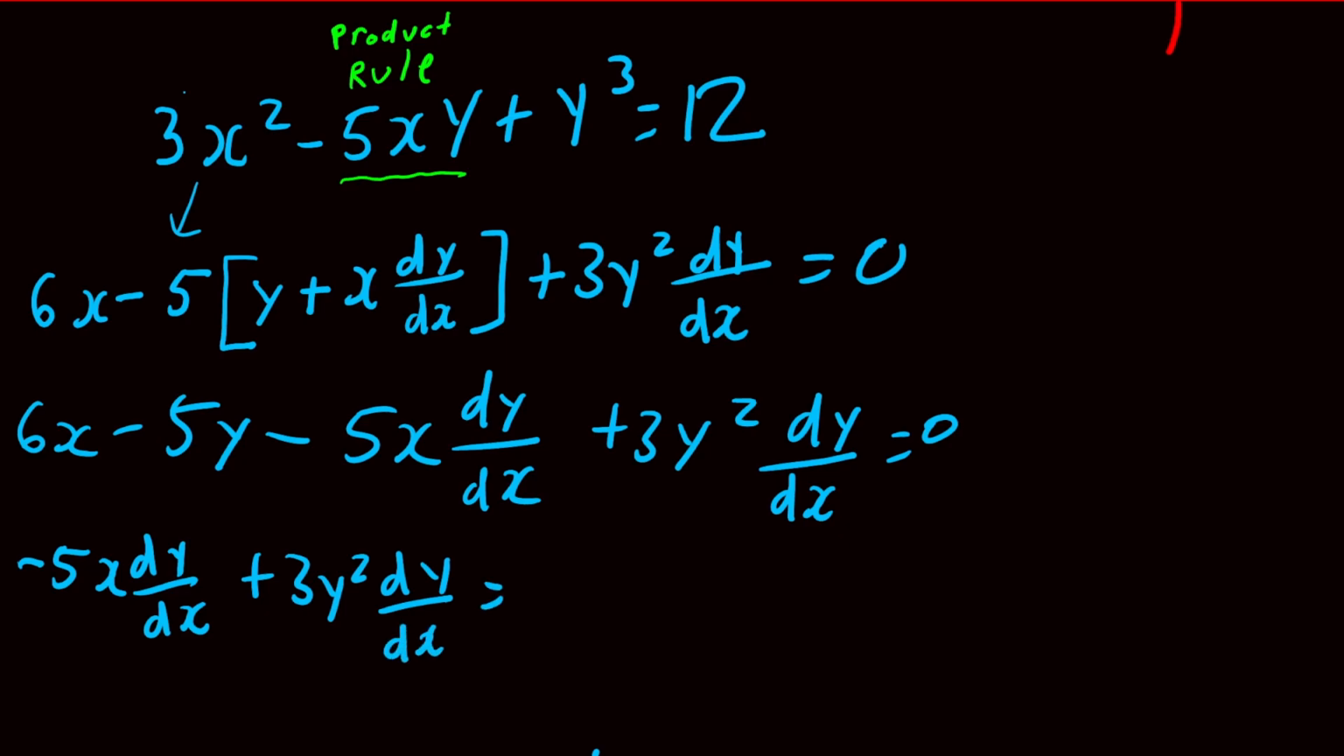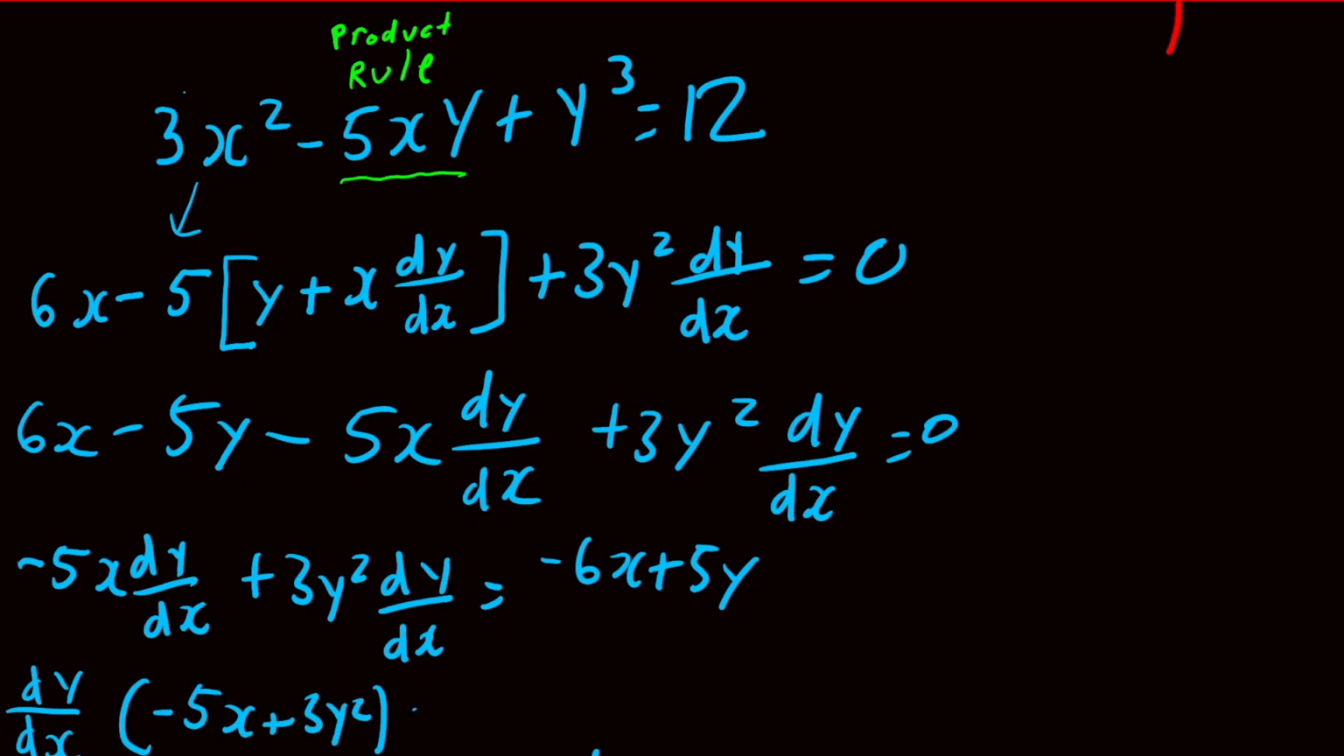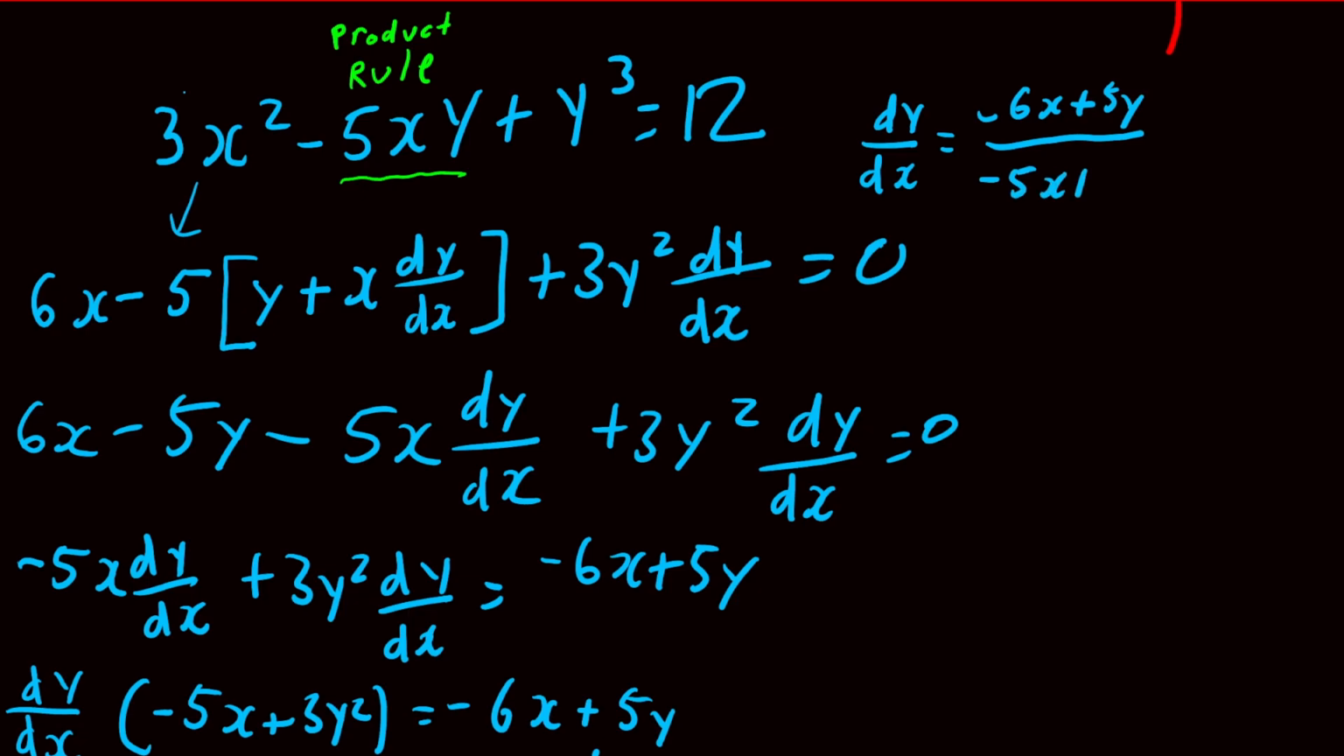And this is just simple algebra at this point, so negative 6x plus 5y. We can factor out the dy/dx, so dy/dx times negative 5x plus 3y squared equals negative 6x plus 5y. And then now we get dy/dx equals negative 6x plus 5y over negative 5x plus 3y squared. And that's our answer. These are probably one of the hardest ones you're going to have to face, but it's not so hard, right?